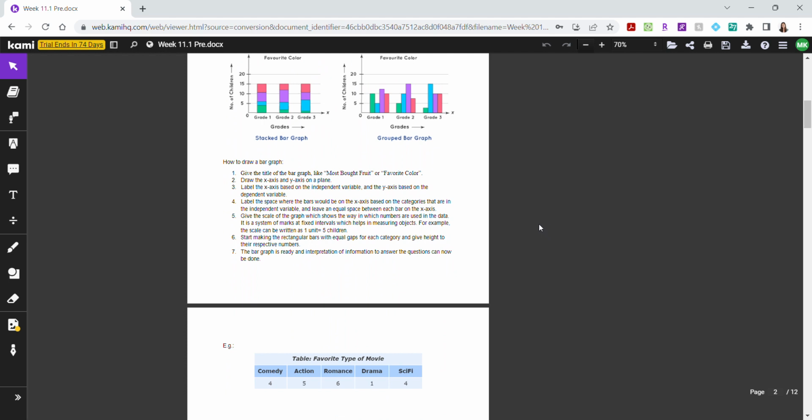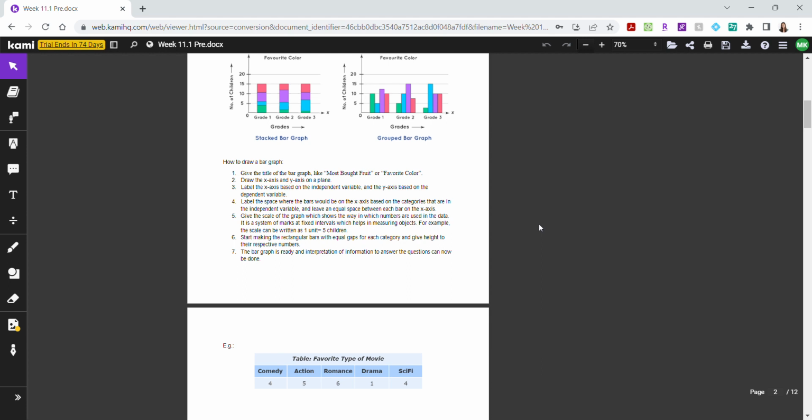So first, you want to give the title of the bar graph, like most bought fruit or favorite color, depending normally on what the x-axis is, right? And then you want to draw the x-axis and y-axis on a plane, right? Then you want to label the x-axis based on the independent variable and the y-axis based on the dependent variable.